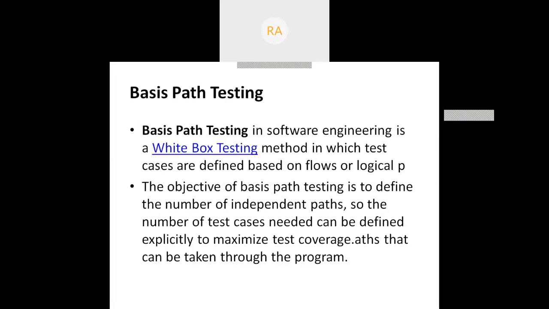After that, how can we perform this basis path testing? The main objective of basis path testing is to define the number of independent paths. With the help of these independent paths, I can design the number of test cases, so that I can cover maximum source code. If the number of test cases is more, you are covering more area, or more source code can be tested with the help of test cases.